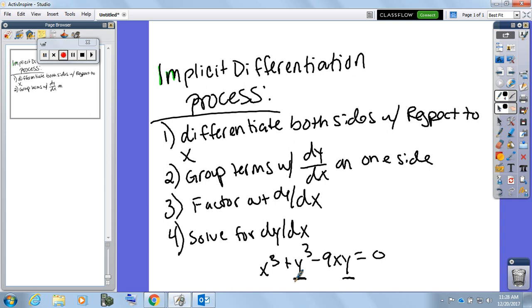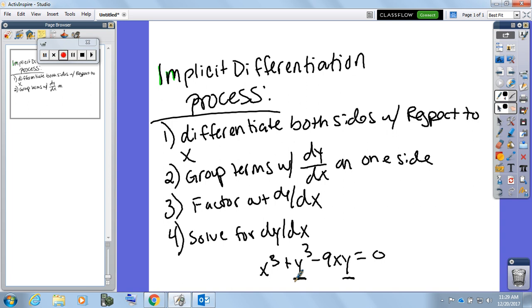So step number one was to differentiate both sides with respect to x. So remember guys, when you take the derivative of x, you don't have to keep dy dx. But when you take the derivative of y, since it's with respect to x, you have to keep dy dx. Then eventually you will group the terms together involving dy dx, then factor out dy dx, and finally solve for it in the end.